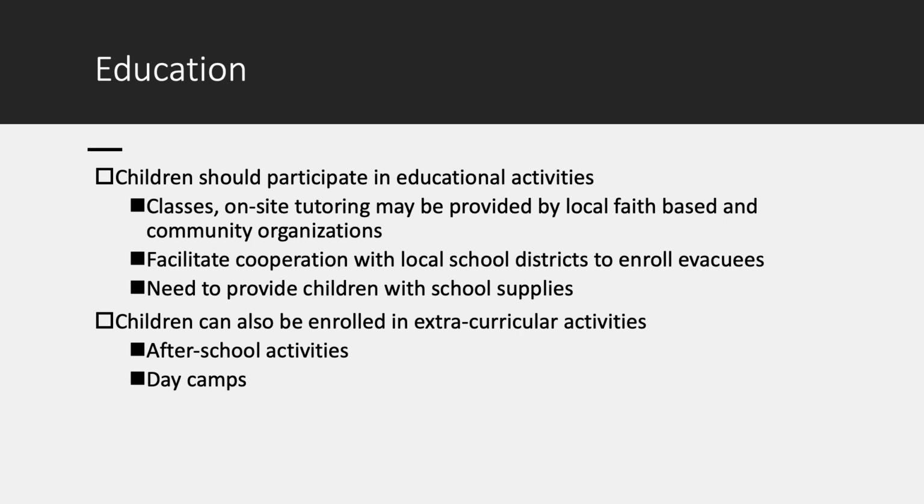And then children, to the extent possible, should participate in their educational activities. If you can, have classes on site or tutoring from community organizations. You can facilitate cooperation with local school districts to enroll people that might be refugees or evacuees or people in a mass migration or people in long-term shelters for any reason. Children also need to be enrolled in extracurricular activities. One of the reasons you want to get children actively involved in things like after-school activities and day camps, which seem normal to them, is that it also gives the parents the time they need to do all the work related to recovery from a disaster.